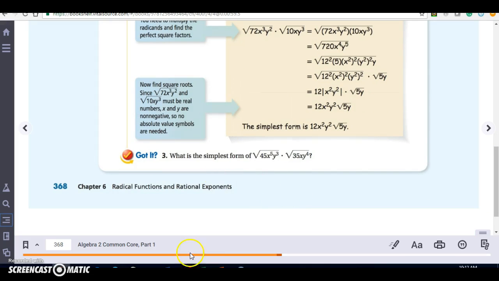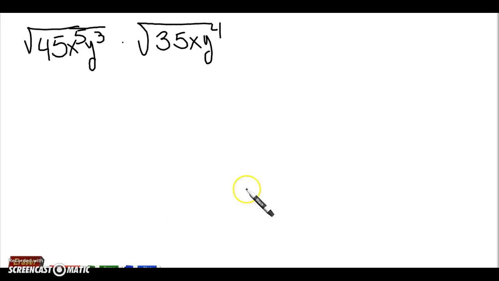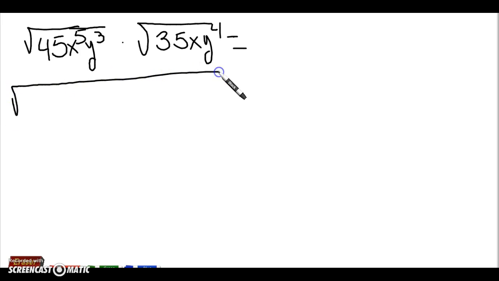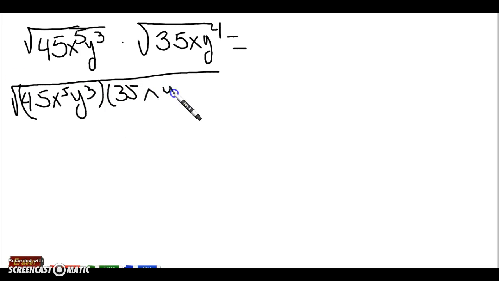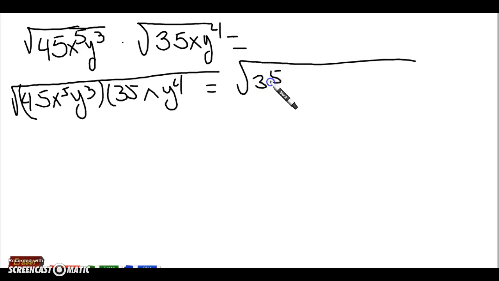Alright, so let's take a look and do the guided practice by ourselves. Alright, so they have the same index, so I can multiply them. And I'm going to get the square root of 45 x to the fifth y cubed times 35 x y to the fourth. Well, actually I'm not going to multiply everything together. I'm just going to do 35 times 45. That's a little easier for me. I get x to the 6th and y to the 7th.